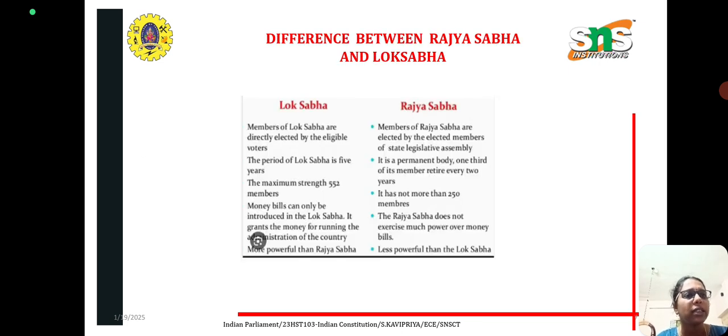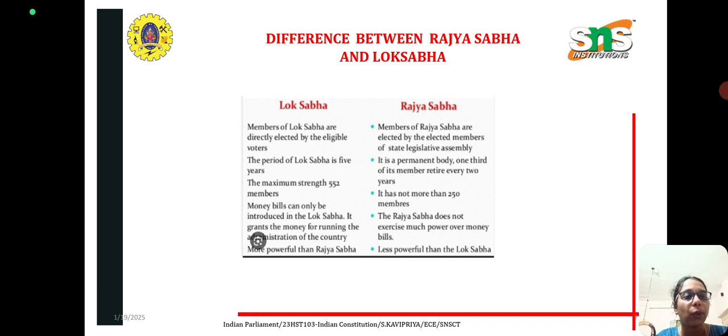And next, what is the difference between the Rajya Sabha and the Lok Sabha? Lok Sabha members are directly elected by the citizens of India, whereas members of the Rajya Sabha are elected by the elected members of the state legislative assembly. The period of Lok Sabha is 5 years, whereas Rajya Sabha is a permanent house. 1/3 of the members retire every 2 years. The maximum strength of the Lok Sabha is 552, whereas the Rajya Sabha members are more than 250.